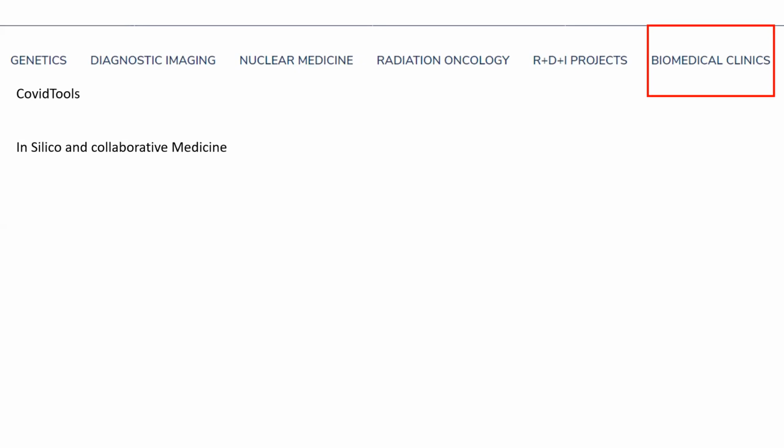As you well know, the current pandemic has been one of the worst things for humanity in recent times, but it has also served to complete, at least from our point of view, one of the greatest efforts in collaborative clinical research, from which COVID Tools has emerged.